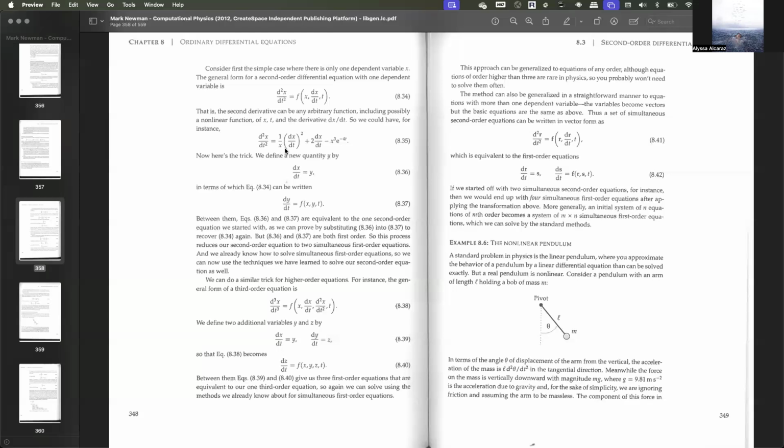dy/dt, good. What's this first one? Y squared over x. Good. What's the second one? Good. What's the third one? That stuff. Yeah, good. That stuff. Right? And notice that that's all a function of x, y, and t. So we're good.